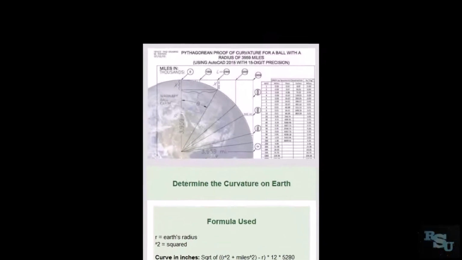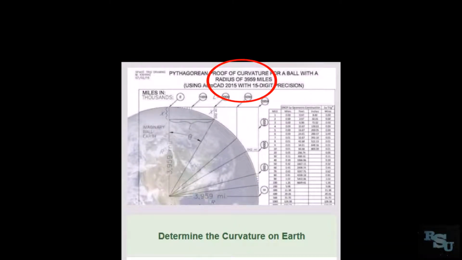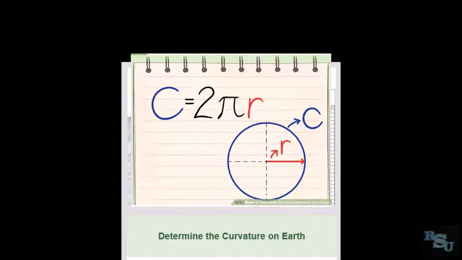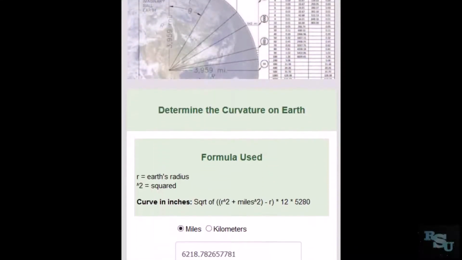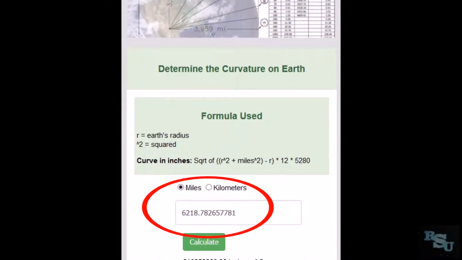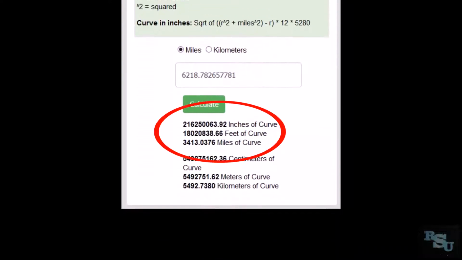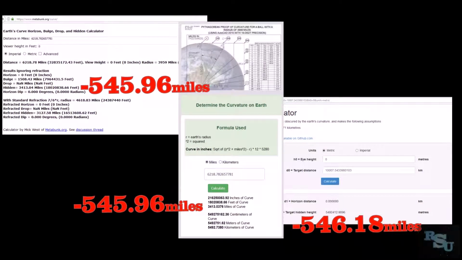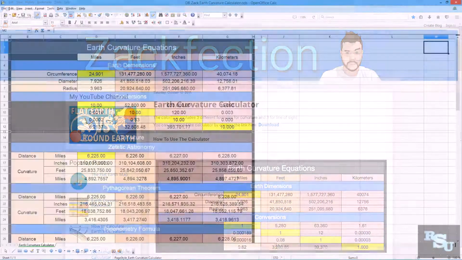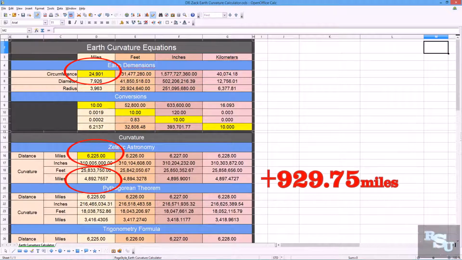Pick a curve calculator and based on the radius that is used for that calculator, find the circumference and then type into the distance field 1/4 of the circumference. In this case, 6,288.78265778 miles. The result for the drop should equal the radius, and in these examples it does not. Dr. Zach has a spreadsheet calculator that looked like it could have potential, however, it too is inaccurate.